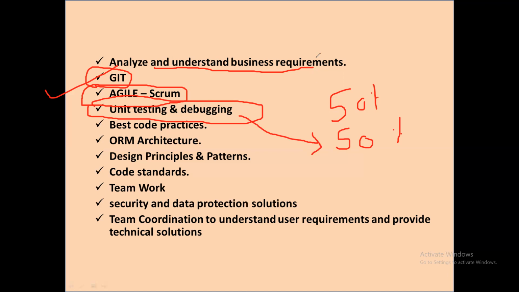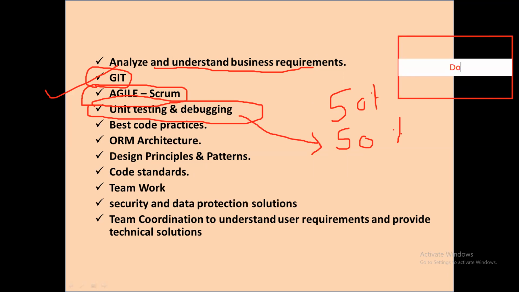So in a software company, how many types of projects are there? Everyone? Anyone? For example, development. Next, apart from development, we have maintenance. Next, we have only issue fixing.